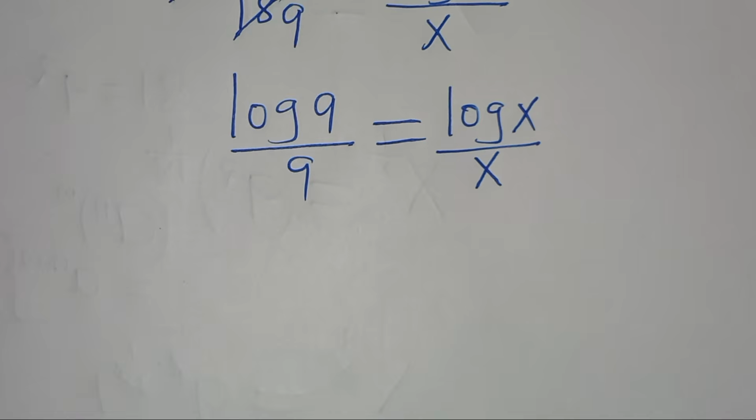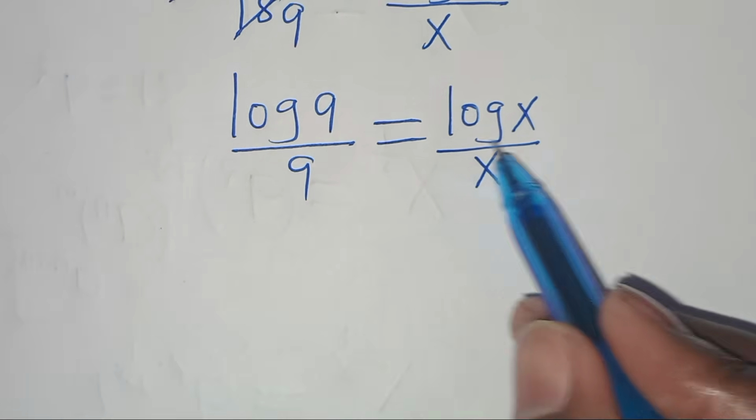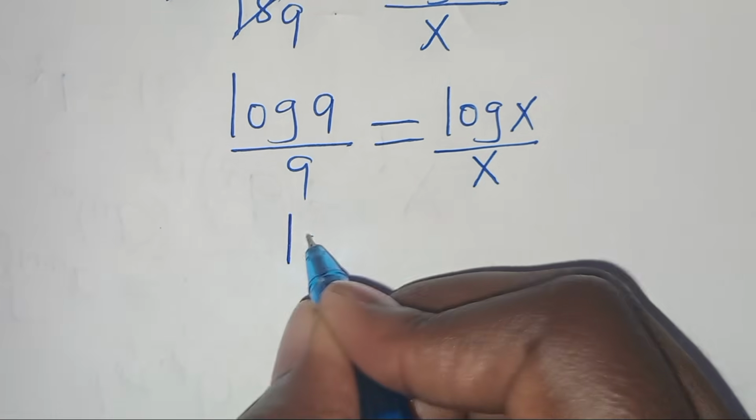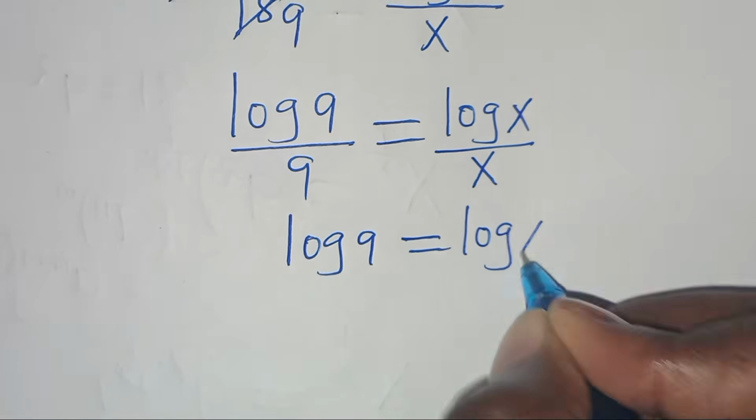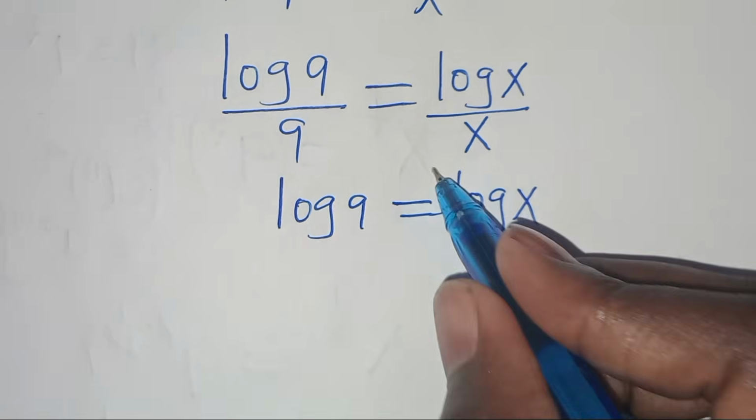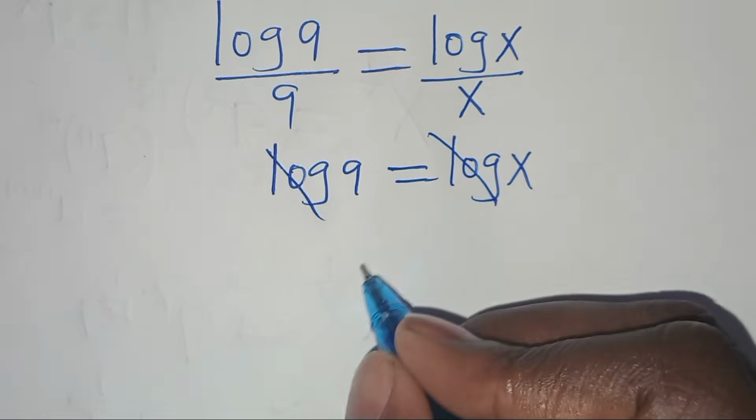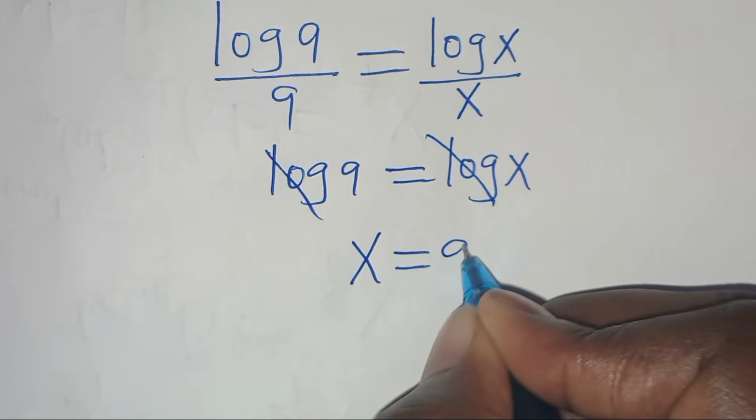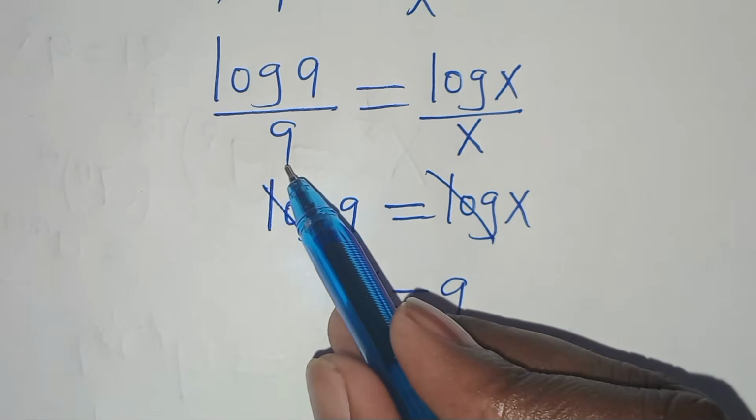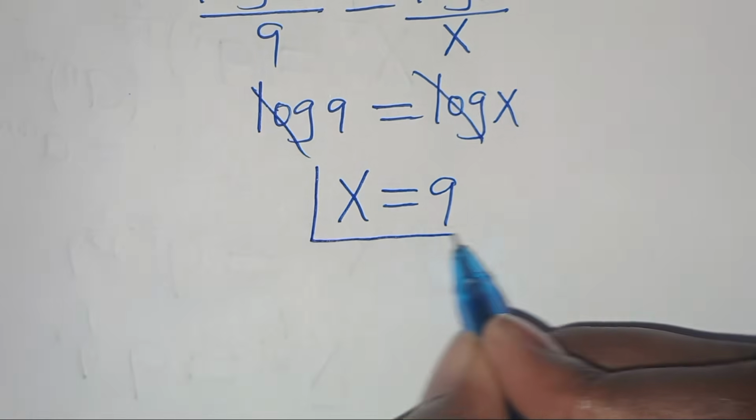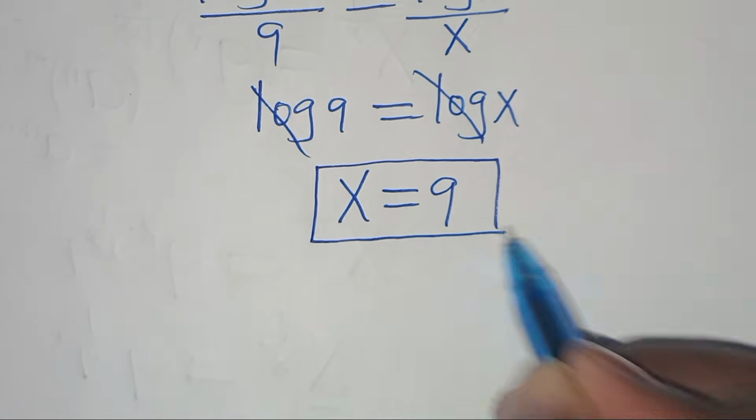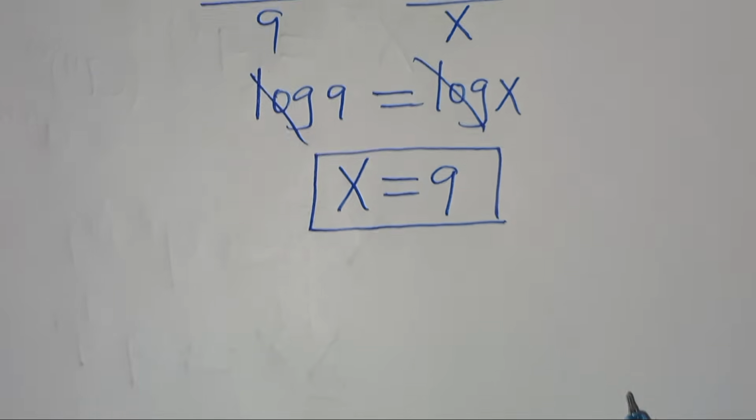Now, if we compare here, log 9 is equal to log x. So we have log 9 equal to log x. Now, if we drop the logarithm here, this means that x is equal to 9. The same case here, 9 is equal to x. So x is equal to 9. So we conclude here that the value of x is equal to 9.